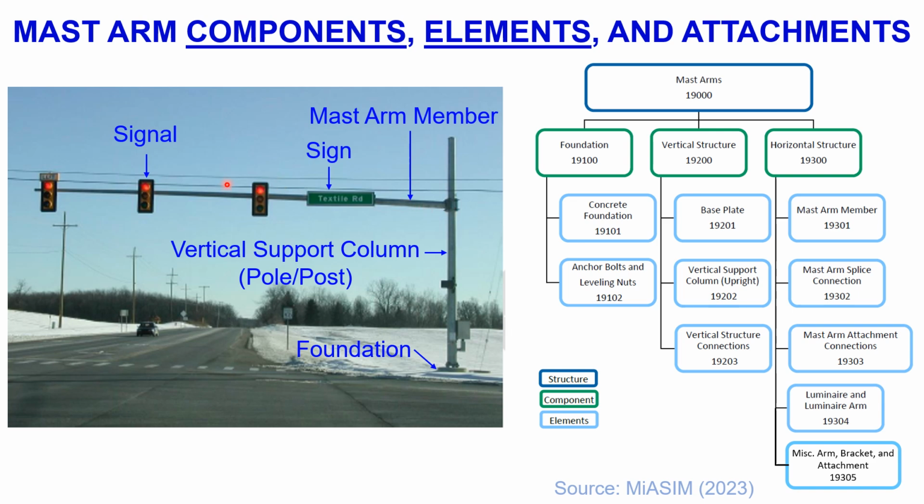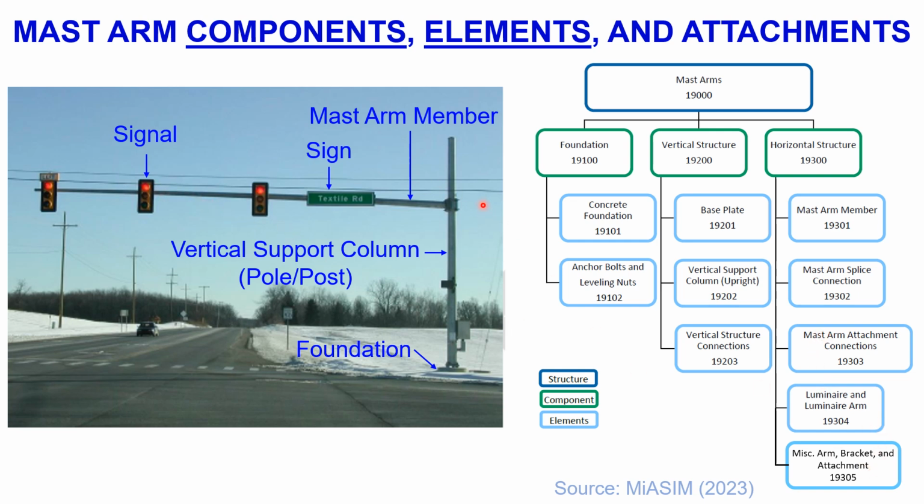If the mast arm is 35 feet or longer, we need to use two segments, and those two segments are connected through a splice connection. So we need to know about that connection. Then we have the mast arm attachment connection. These are the attachments we will learn about in the next slide. Mast arm attachments are connected to the mast arm member, so those connections need to be accounted for.